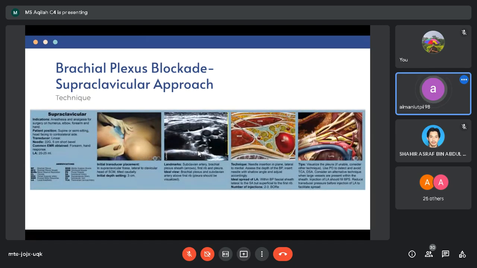So the technique for this approach is, first we have to prepare all the equipment, and then start initial transducer placement, which is in the supraclavicular fossa in the midline, and then lateral to the clavicular head of sternocleidomastoid. Then you have to tilt a little bit caudally. So you can see this anatomical position. It is useful as a landmark to insert the injection. Ideally, it should be spread within the fascia sheath lateral to the subclavian artery, but superficial to the first rib.